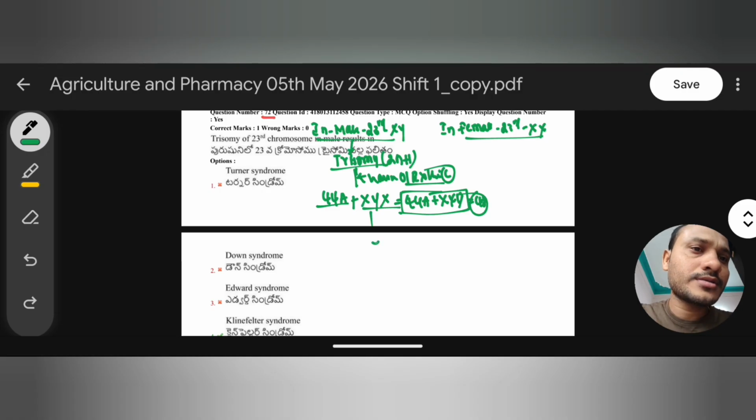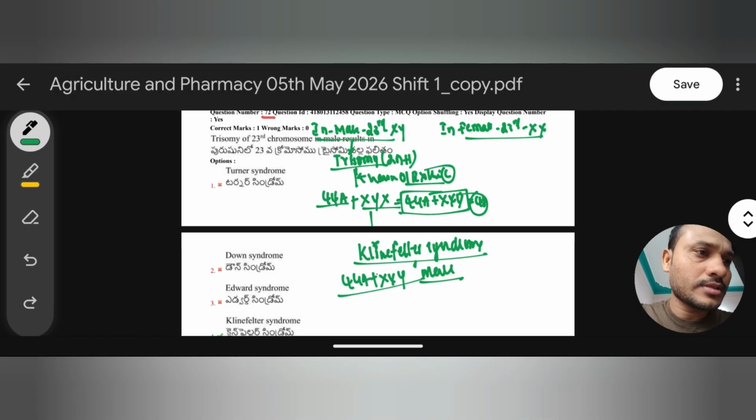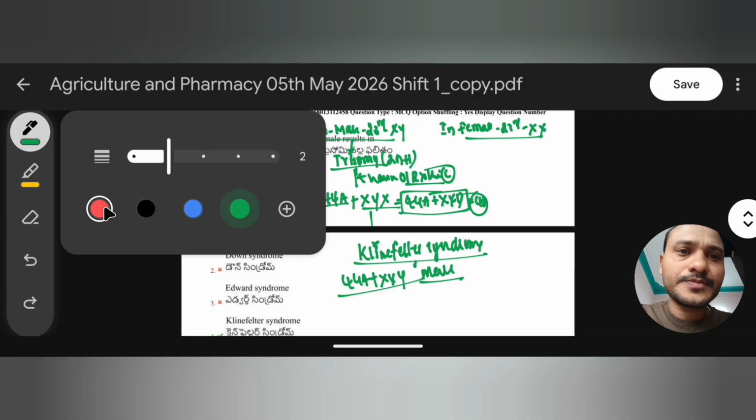This condition is called Klinefelter syndrome, and Klinefelter syndrome occurs only in males, very important, only in males. The condition here has 44 autosomes plus XXY, so one extra chromosome is added, hence it is a trisomy.